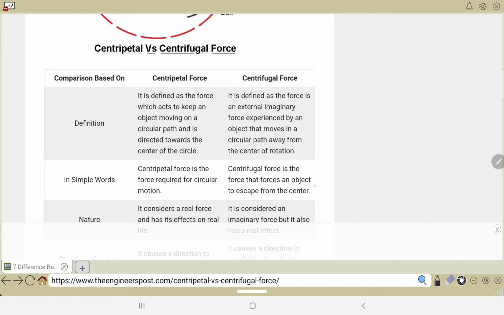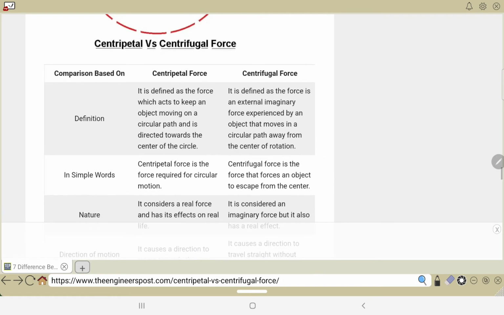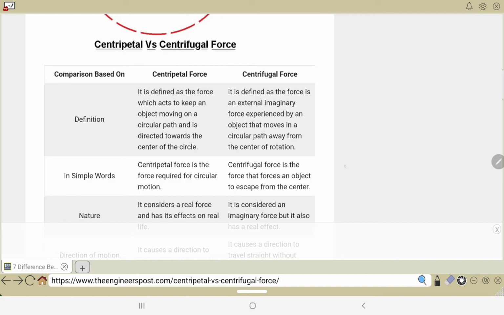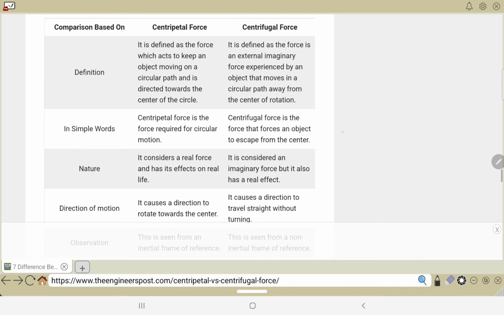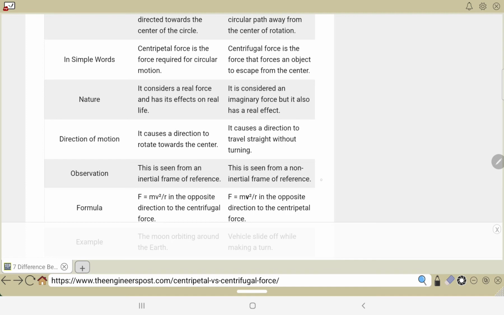So centripetal force is the force required for the circular motion, while centrifugal force is the force that forces an object to escape from the center. So because of the centrifugal force, the object will escape from the center. Centripetal force is considered a real force and has its effects in real life, but centrifugal force is considered an imaginary force, though it also has a real effect.